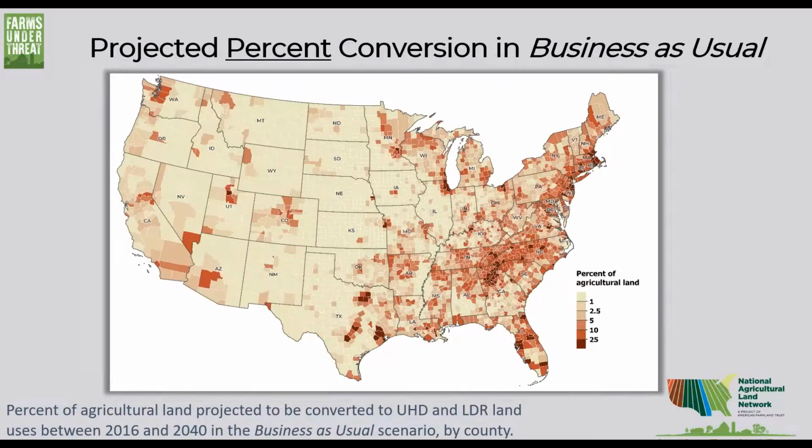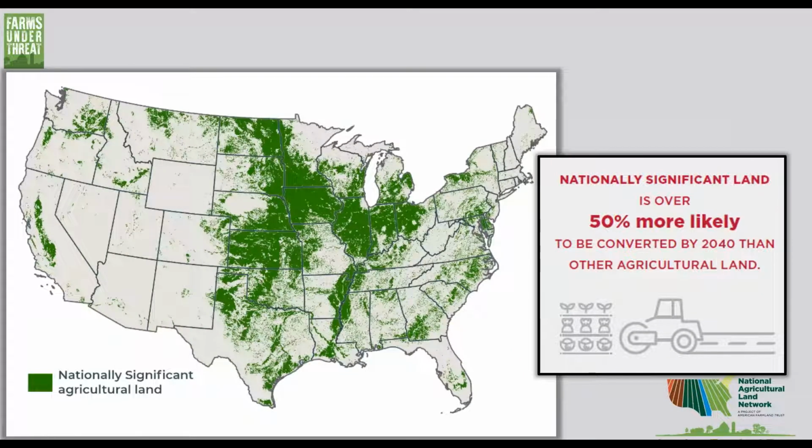So this next slide compares the percent of agricultural land in each county that's projected to be developed. And you see a different pattern here. Obviously, you see more darker parts on the eastern half of the US because the agricultural land base is smaller and development pressures are high. But even in Colorado, you see here that there's quite a bit of projected conversion as a percent of the total ag land base. Looking now at the impacts to our very best agricultural land.